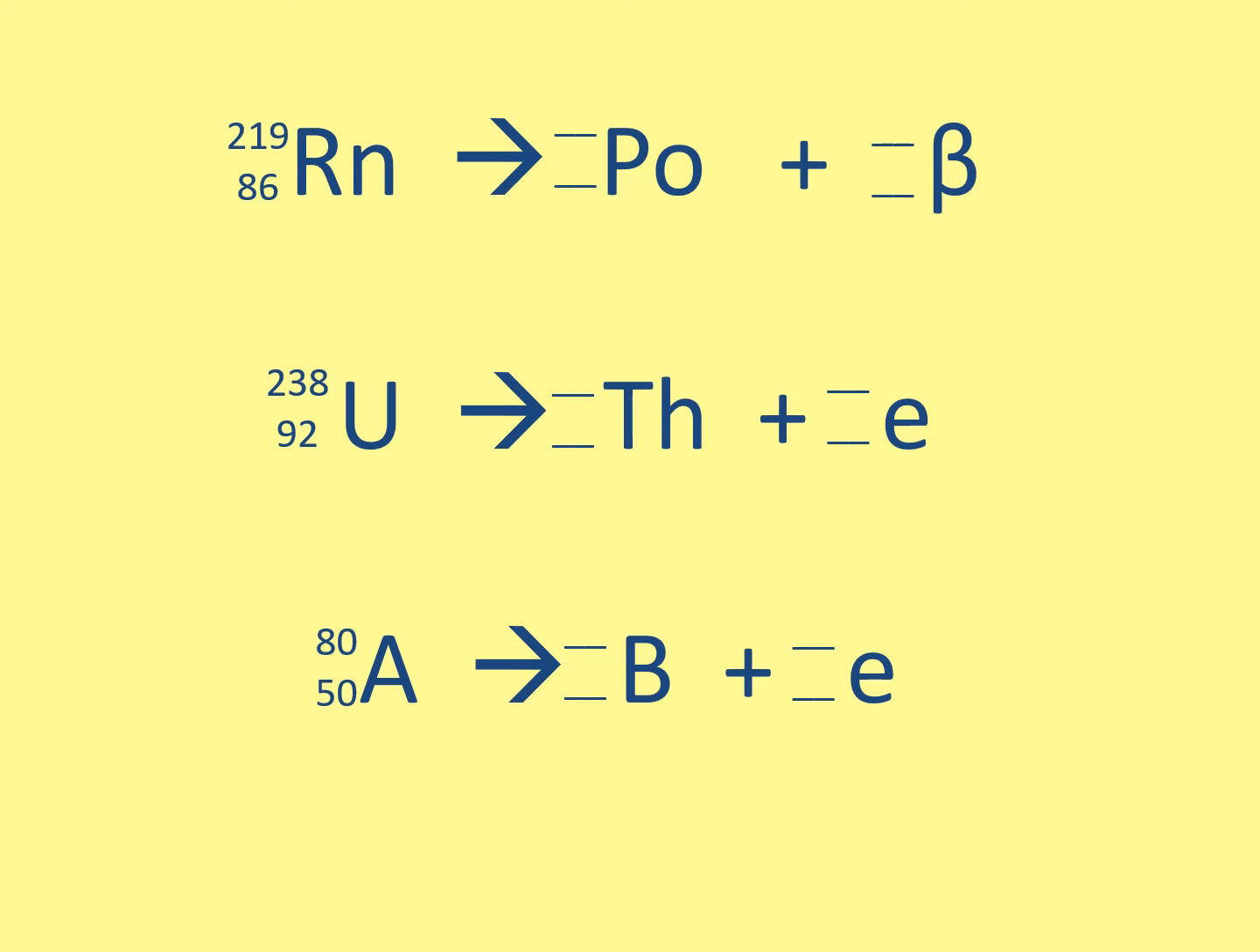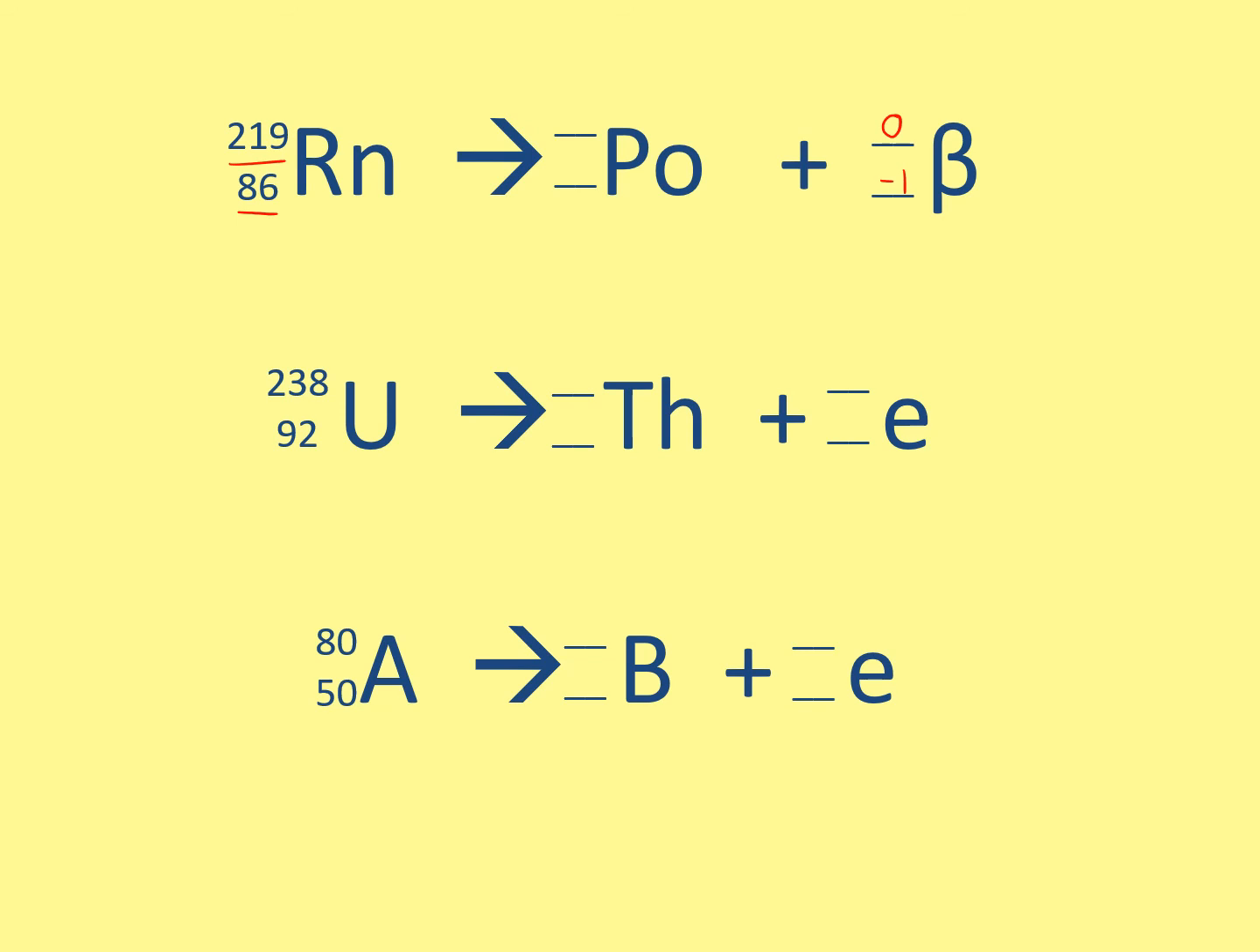I'm going to have a go at question 1, the one at the top, and then you can pause the video and have a go at 2 and 3. Now, I started over here on the left with 86, 219. And we know that beta always has the numbers 0, -1. Every beta does. It doesn't matter if I use the beta symbol or the E.